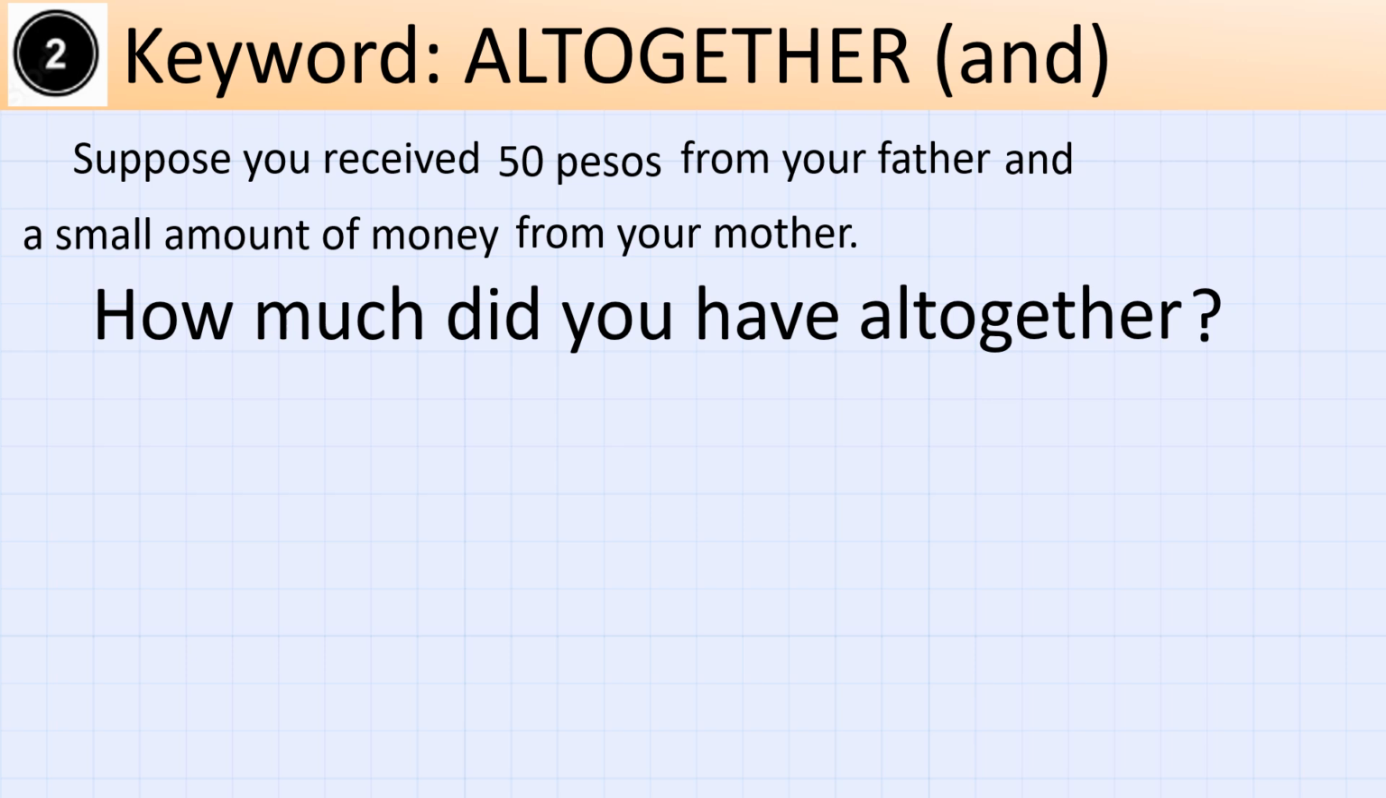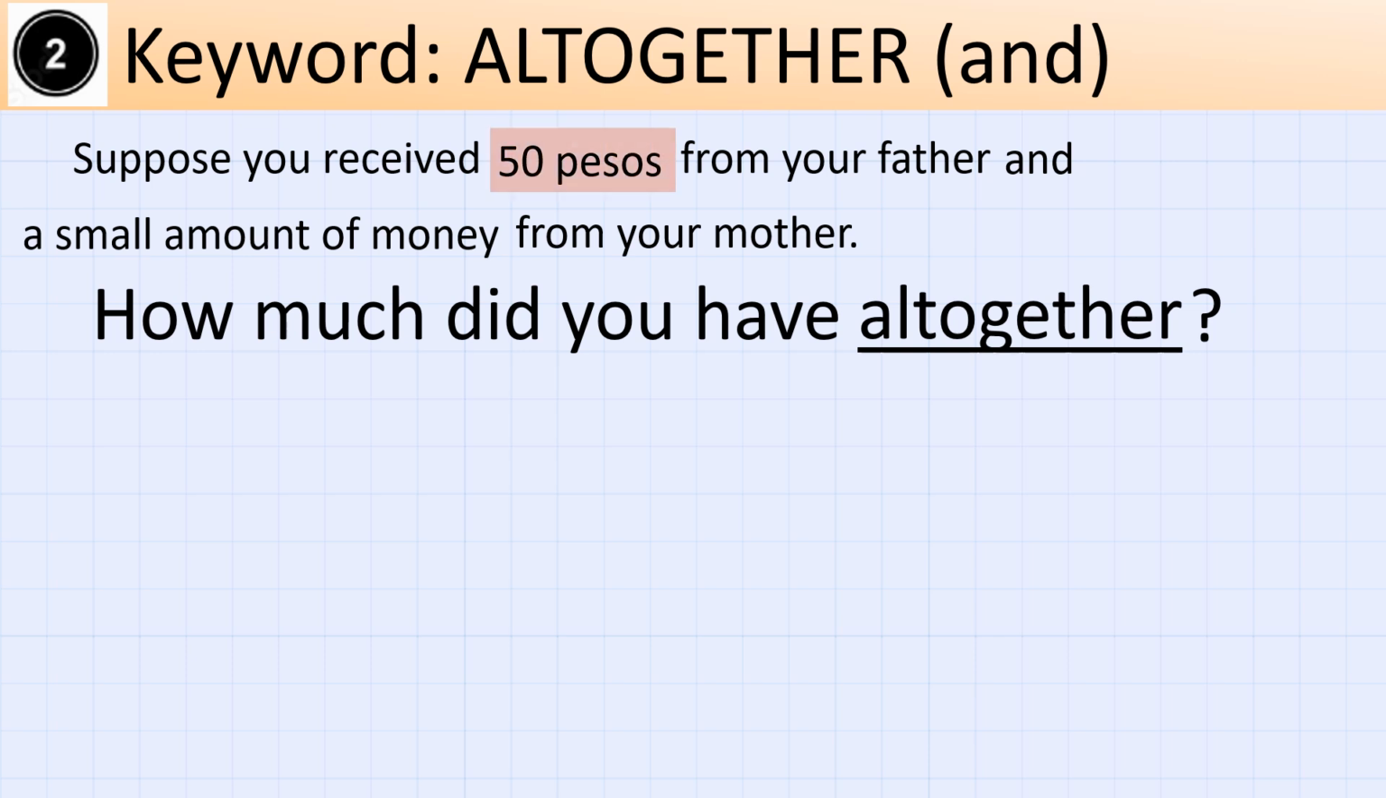Here's another keyword, the word altogether. Instead of translating altogether to the plus sign, we will use the word and. Example, suppose you received 50 pesos from your father and a small amount of money from your mother. How much did you have altogether? So we use the keyword altogether, meaning to say we're going to combine the two amounts in the problem. And what are these two amounts?